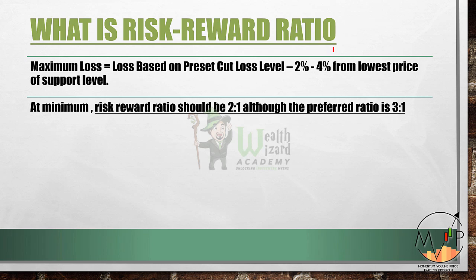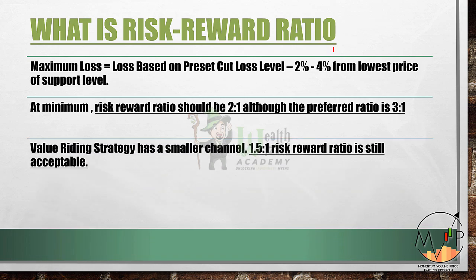Okay, why is that so? Why do we want at least twice? And the best is of course 3 to 1. That is for value anomaly and value breakout.